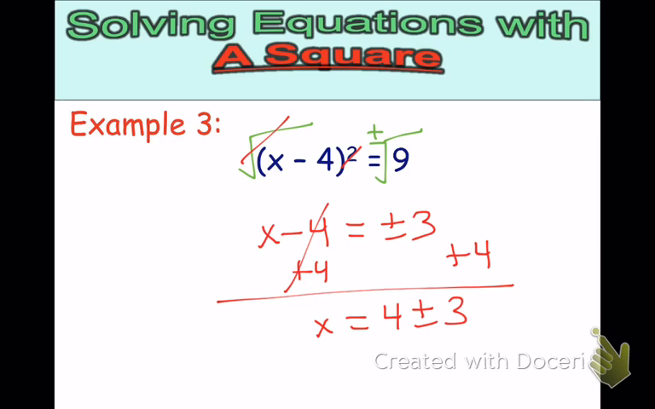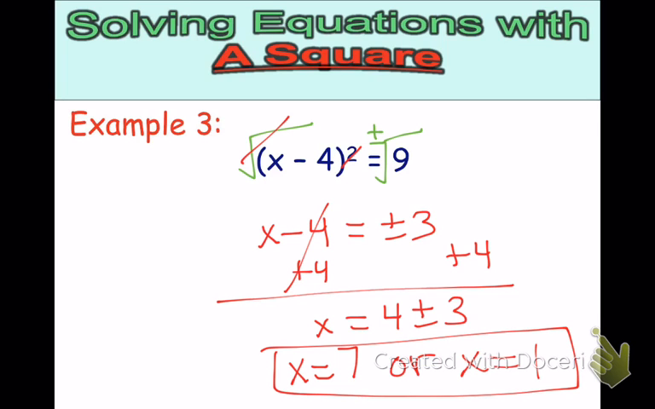It's x equals 4 plus 3, which is my first answer, x equal to 7. And then I'm going to go ahead and subtract them. So 4 minus 3 is going to give me a positive 1. So this is my final answer. Let's go ahead and move on to the next one.